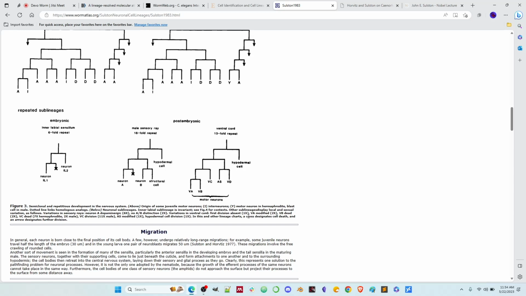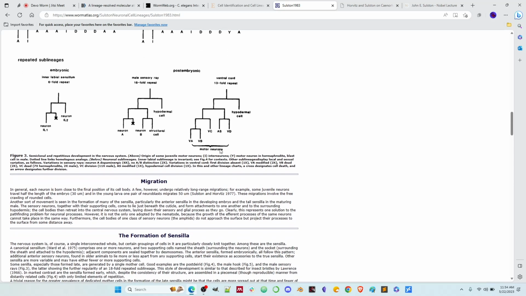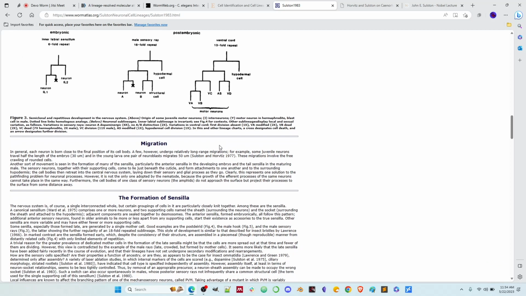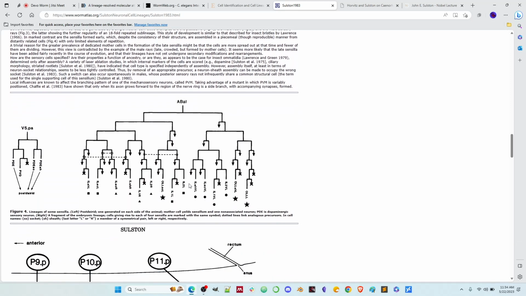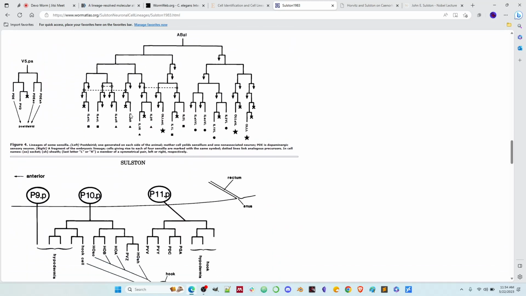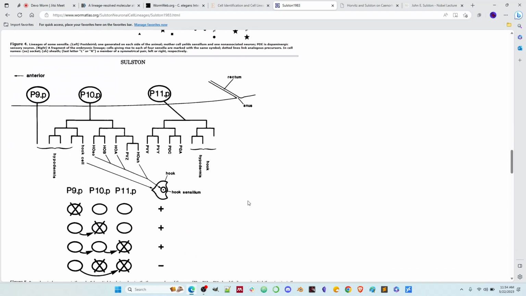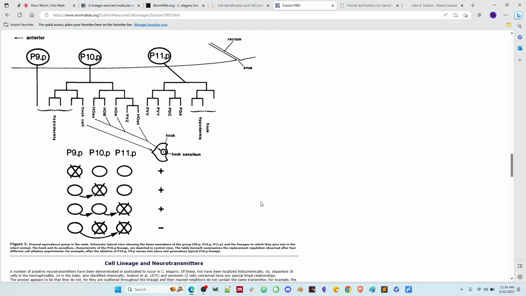So that WormWeb resource actually does show some of the post-embryonic divisions and how they end up. So that information is in the WormWeb atlas as well. And so they talk about migration, formation of the sensilla, and they show the fact that some of these cells migrate around the embryo, and then at hatch you get a fully functional worm, but you do get some post-embryonic development.